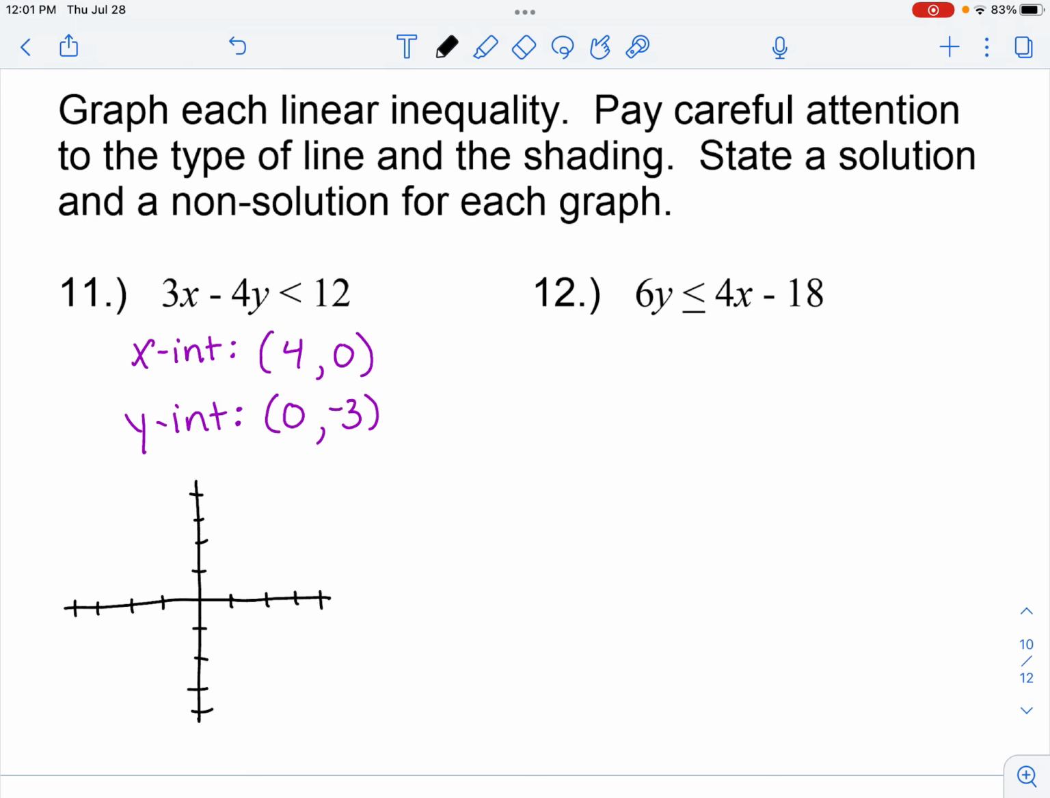And you can see that these are sketches. These are not perfect graphs. Okay. So I've got the points (4, 0) and (0, -3). Now, is there an equal to? And the answer is no. There's no equal to. So this is going to be a dashed line inequality.